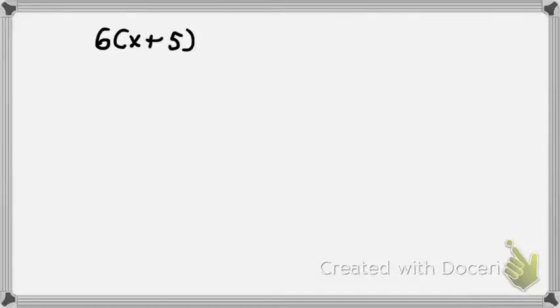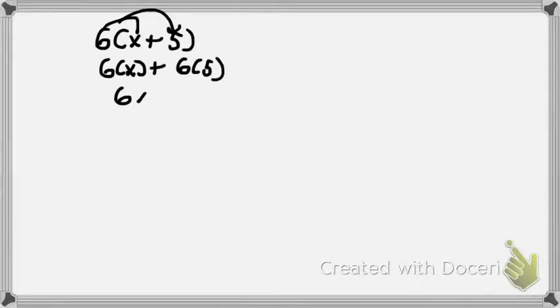So here we have 6 times x plus 5. We're going to do the exact same thing. That's what I was just talking about: we don't have the ability to add x and 5 the same way we did the 3 and the 2. So what we need to do is take that 6 and distribute it between everything. So it's going to give us 6x, 6 times x, plus 6 times 5, or 6x plus 30.